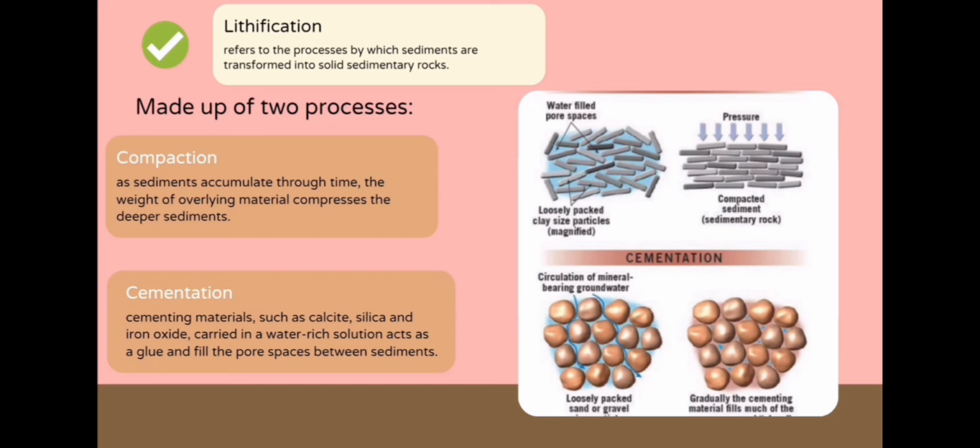As sediments accumulate through time, the weight of overlying material compresses the deeper sediments. This is what we call compaction. After that, we have cementation, in which cementing materials such as calcite, silica, and iron oxide carried in a water-rich solution act as glue and fill the pore spaces between sediments.